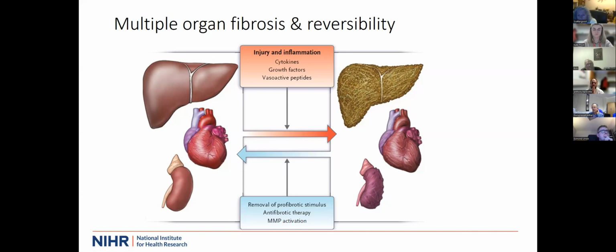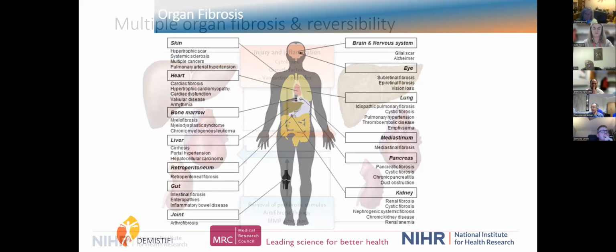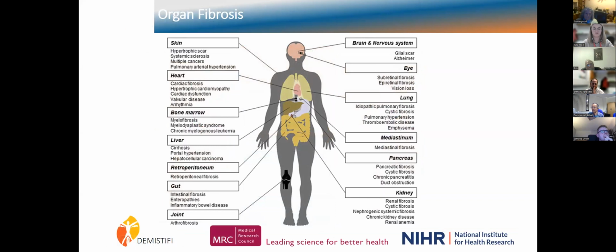Fibrosis is a response to recurrent or persistent injury or inflammation within most of the organs. And that can occur in the skin, or the heart, or the bone marrow, liver, gut, joints, eyes, lungs, pancreas, kidney. So multiple organs can have fibrosis. And till now, we have been focusing on individual organ fibrosis and looking at why the liver gets scarred or a lung gets scarred, and then focusing research on that.